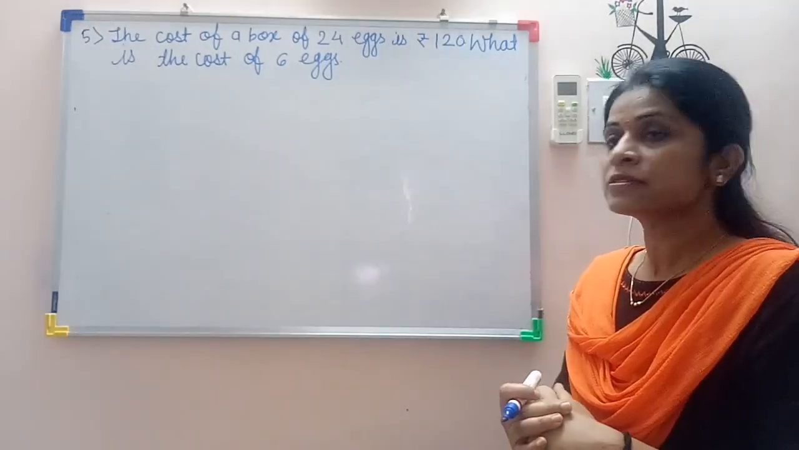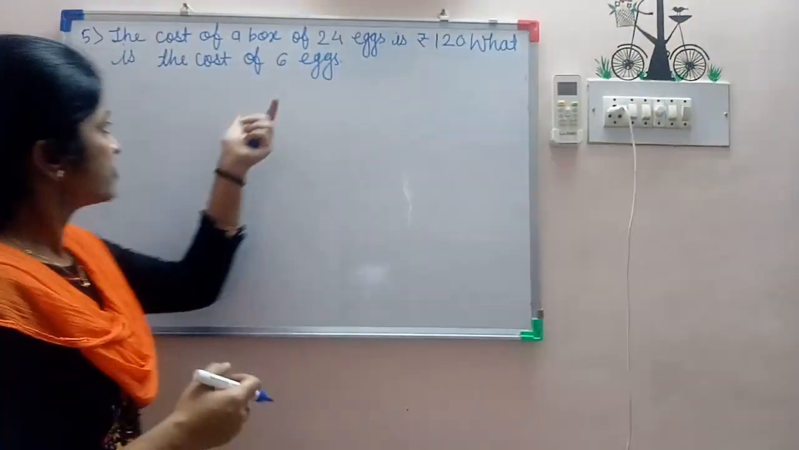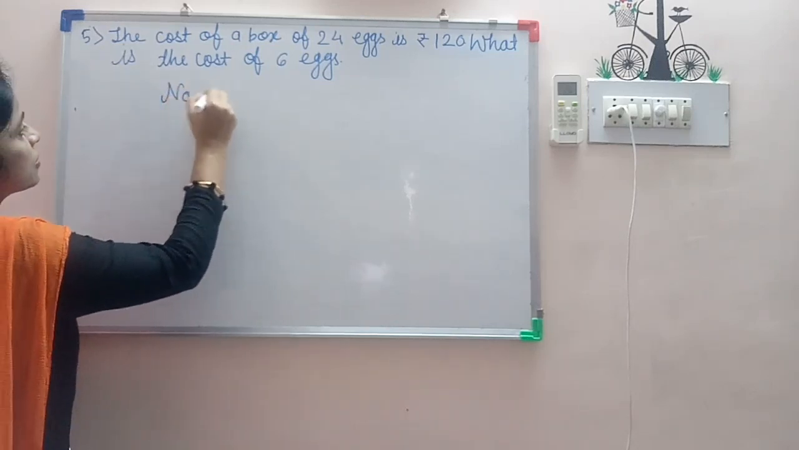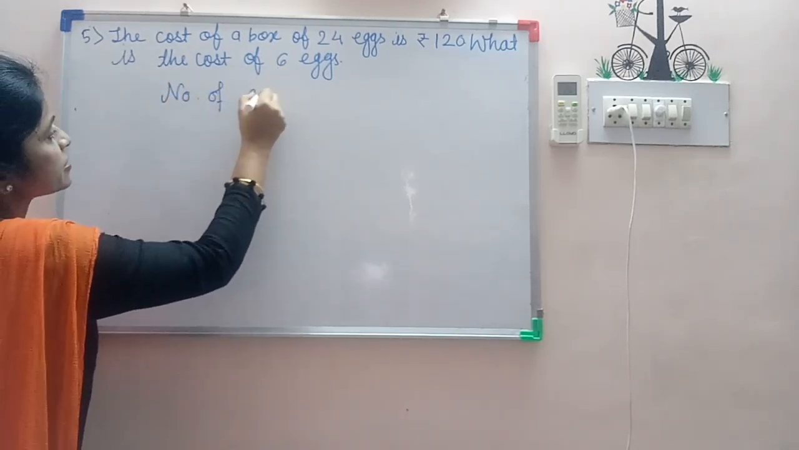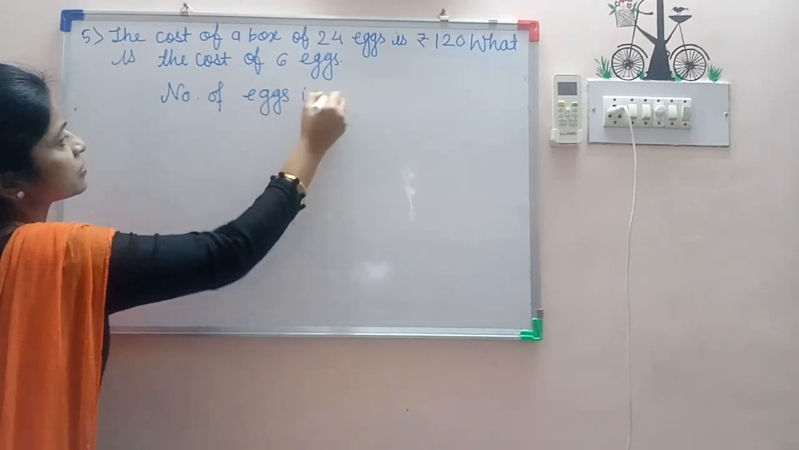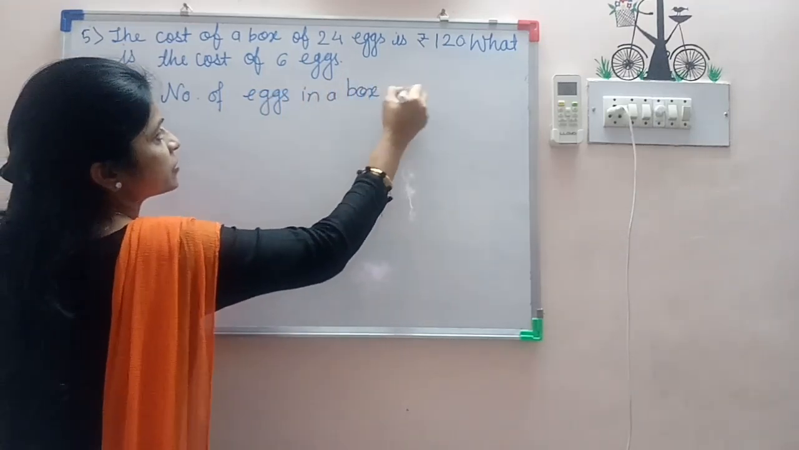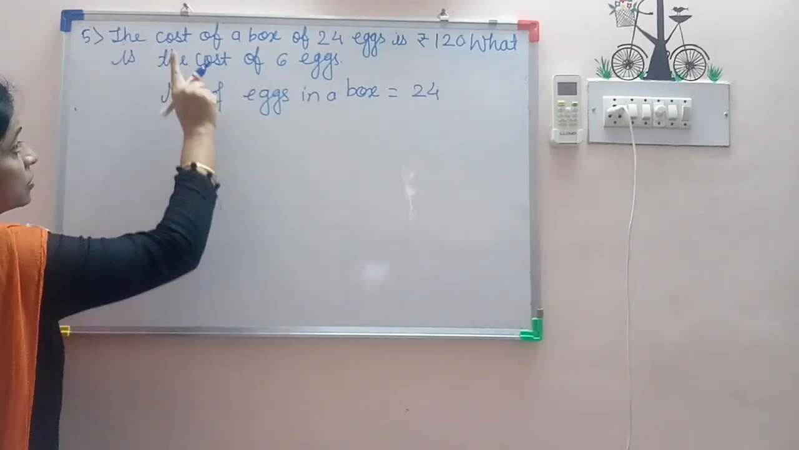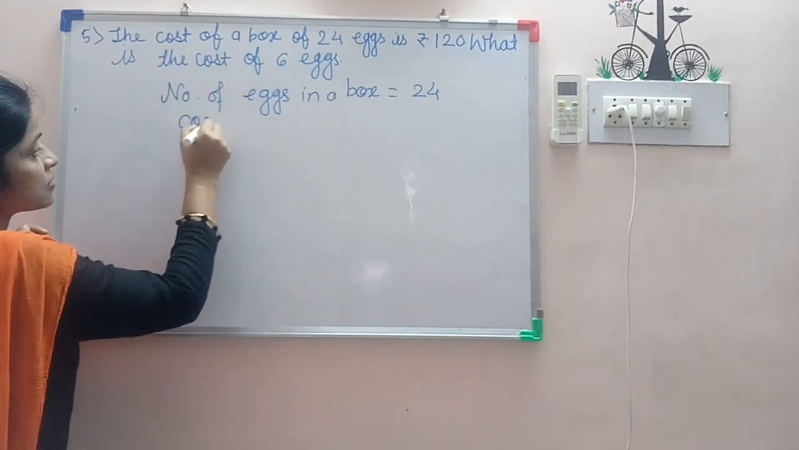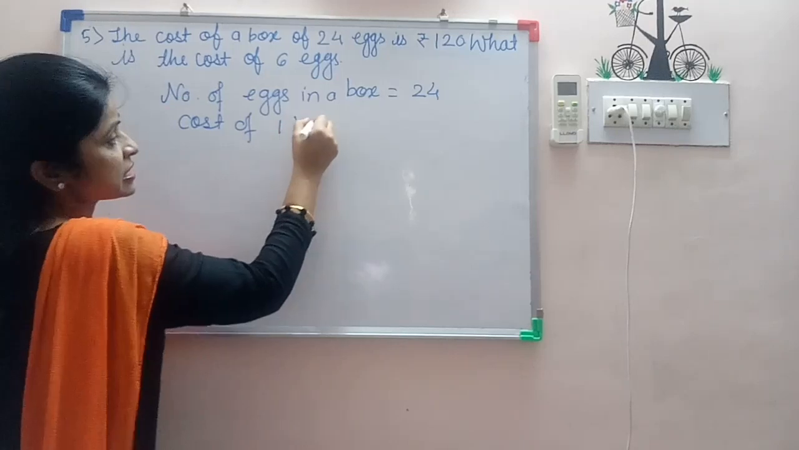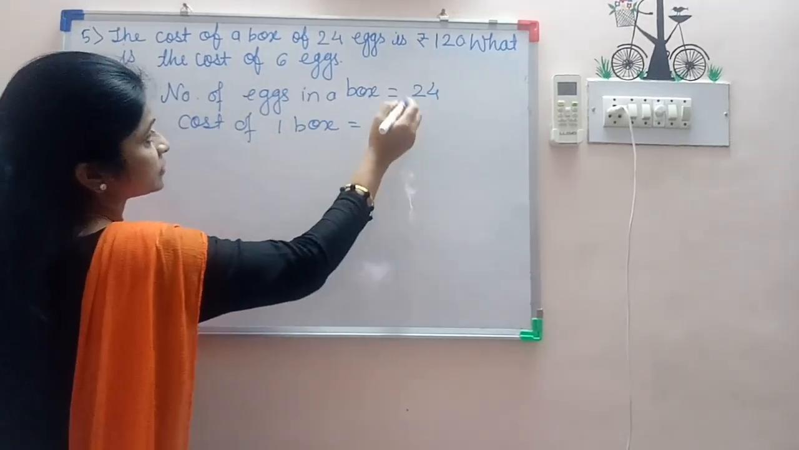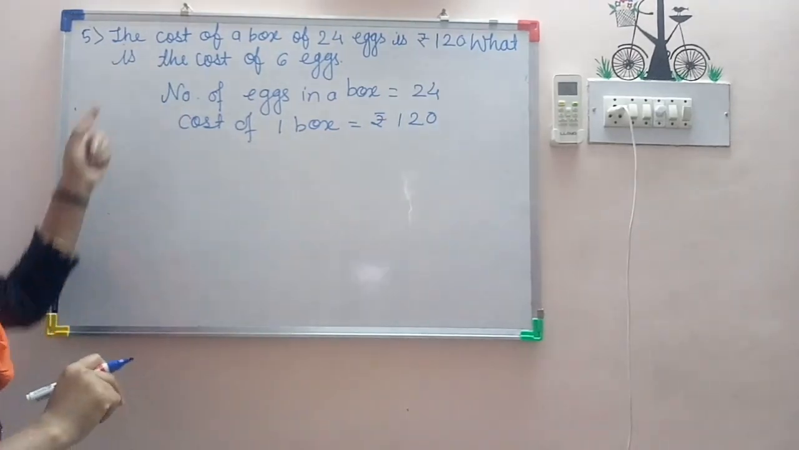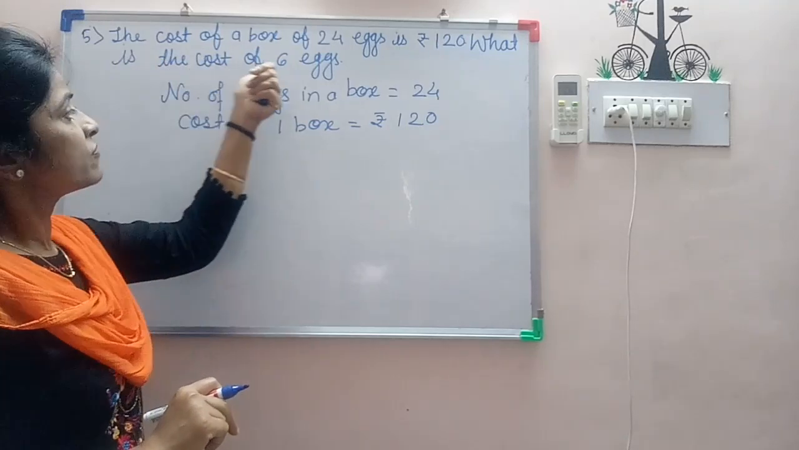Now the next example: the cost of a box of 24 eggs is rupees 120. What is the cost of 6 eggs? Now here, what is given, we will write first. Number of eggs in a box: there are 24 eggs in one box. The cost of one box is given, that is rupees 120. Now, what is asked? What is the cost of 6 eggs?